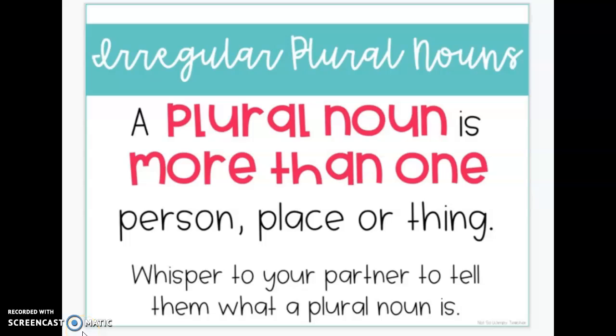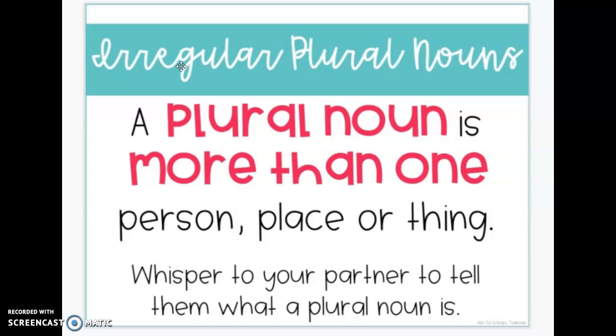This week we're going to work on irregular plural nouns. Now that word irregular, I know it's hard to read in cursive, but it is going to be not regular. So these are plural nouns that are not regular. They do not follow the rules we talked about last week of adding an S or an ES or an IES or a VES. These are irregular plural nouns.